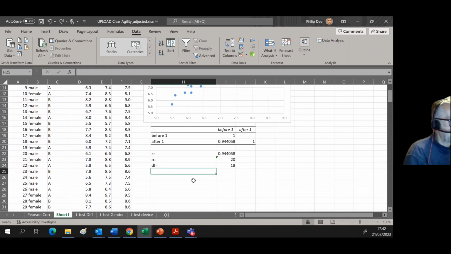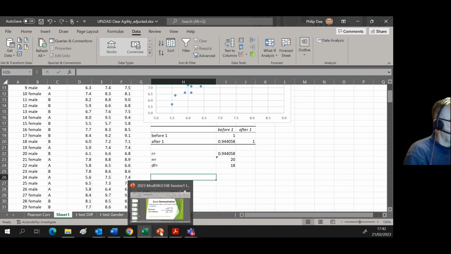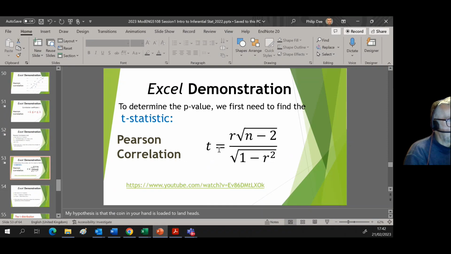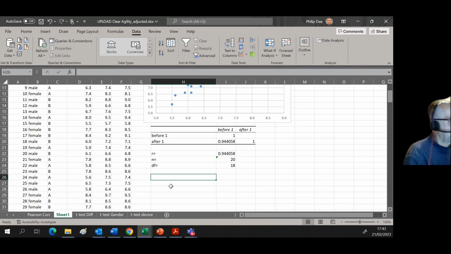Let me just go down a little bit and remind ourselves what it looks like. It says T equals R times the square root of n minus 2, divided by the square root of 1 minus R squared. We have all that information, and we're going to call that the T stat. This is where it gets fiddly, and I always make mistakes. So I'm just going to put here T stat equals, and again, that's just my label. It's not until I go to this cell that I'm going to start putting it in.